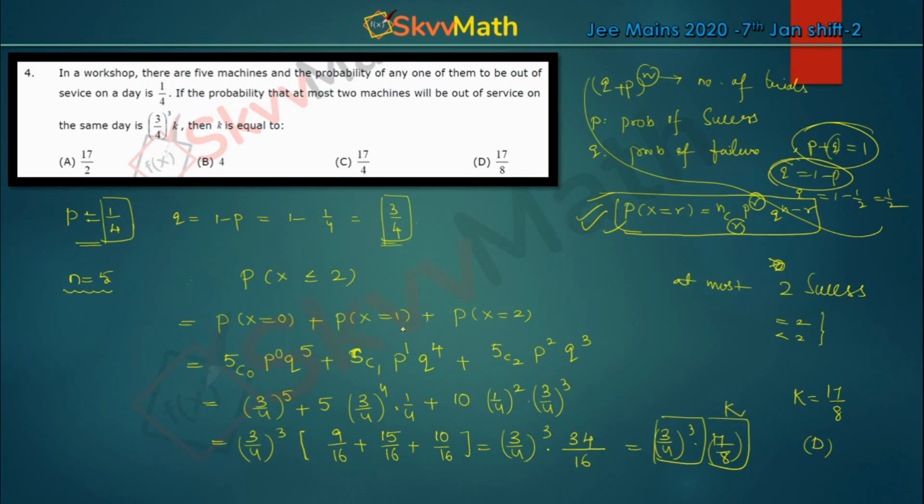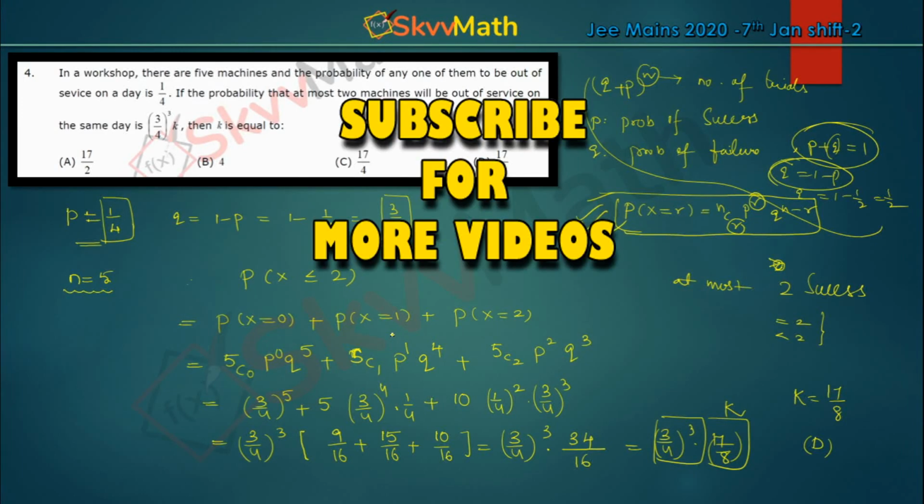You have to identify that this problem is based on binomial distribution. Whenever you identify a binomial distribution problem, you should identify the probability of success and the probability of failure, and see how many times the experiment is repeated. Here the experiment is repeated 5 times, the probability of success is 1 by 4, and the probability of failure is q equals 1 minus p, 1 minus 1 by 4. Then you should know the formula for the probability of r successes: P of x equals r is equal to nCr p power r q power n minus r.